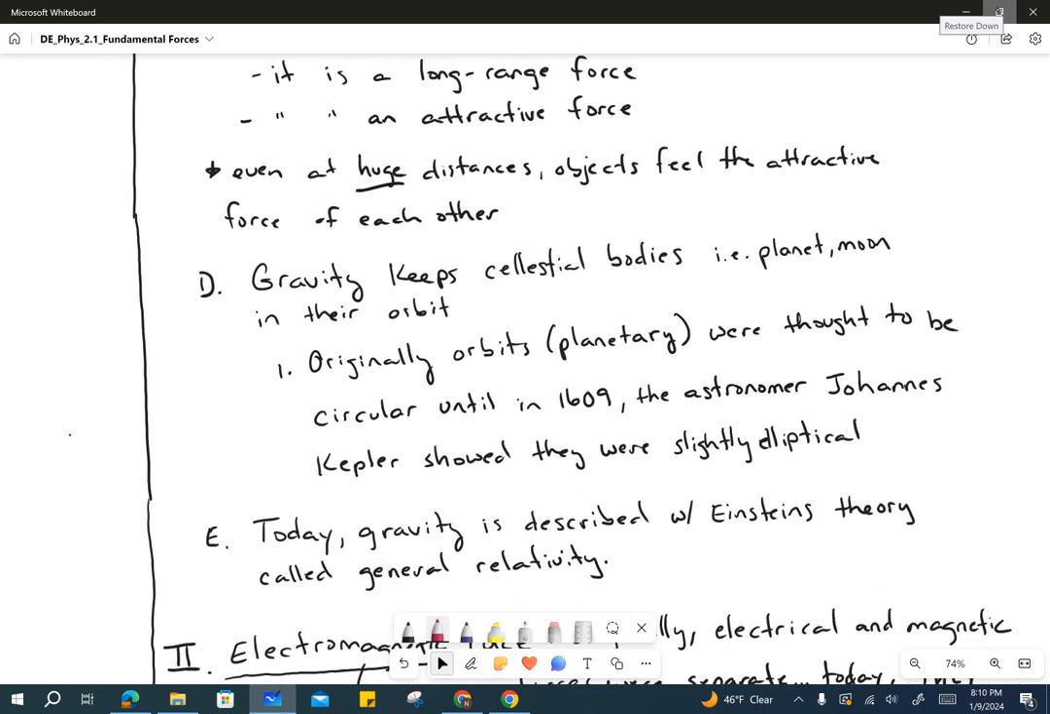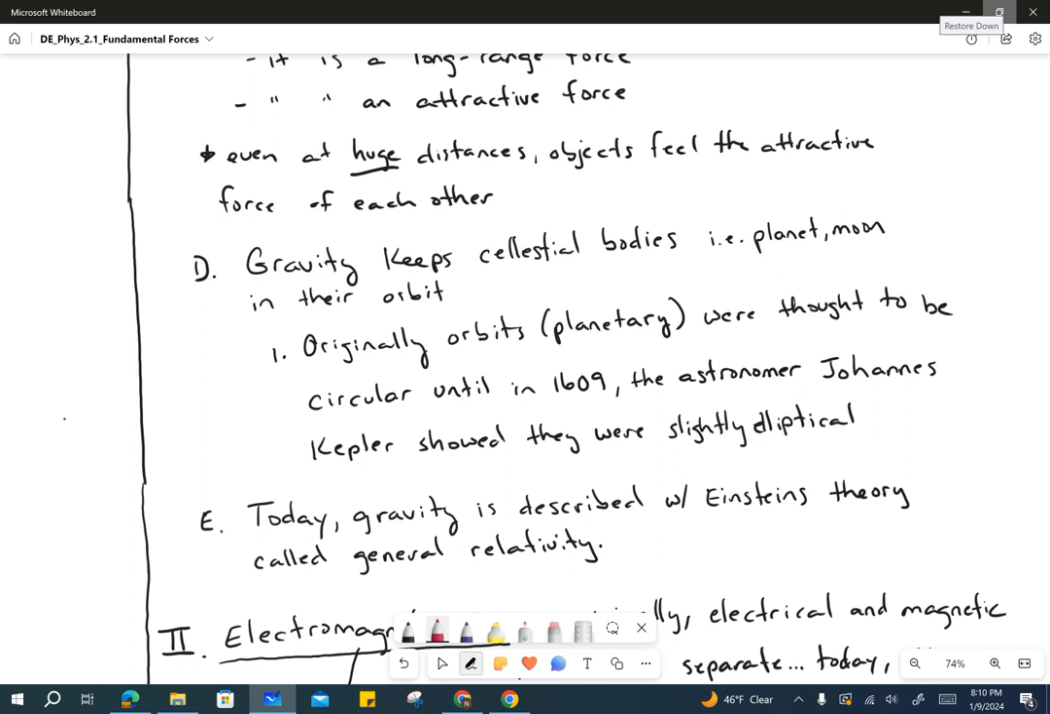Okay, gravity keeps the celestial bodies in their orbits. That's why we're orbiting the sun. That's why the moon is orbiting the Earth. If there was not the gravitational attraction, we'd probably be zooming off into space in a straight line in a particular direction. But we tend to get tangled up with other objects through gravity. And that's why we see all these different things orbiting each other in space.